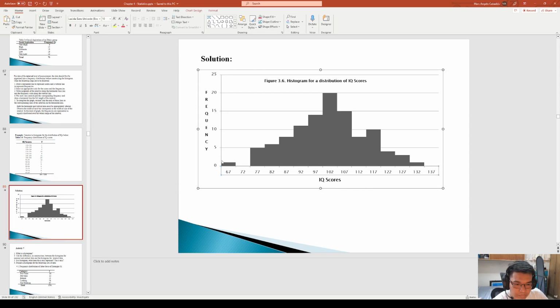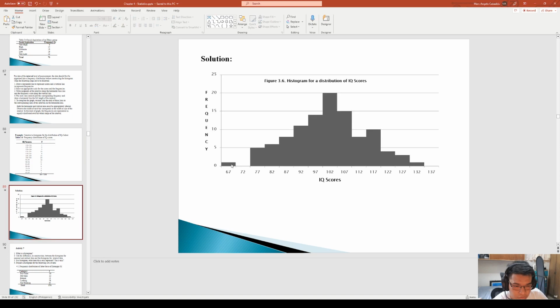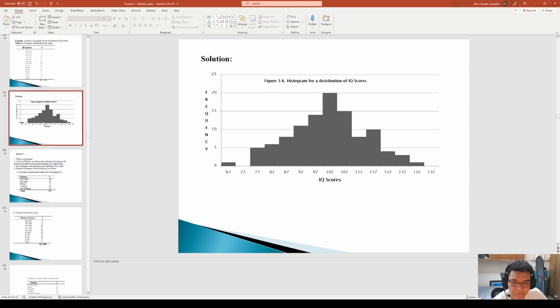So how many are in the 67 range? So 1. So you need to indicate yung 1 dito sa scale mo. So that's 1. Okay? And remember, dapat yung mga bar graphs for the interval data ay magkakadikit. Unlike the ordinal and nominal. Okay? So that's how you create yung ating bar graph for interval data.